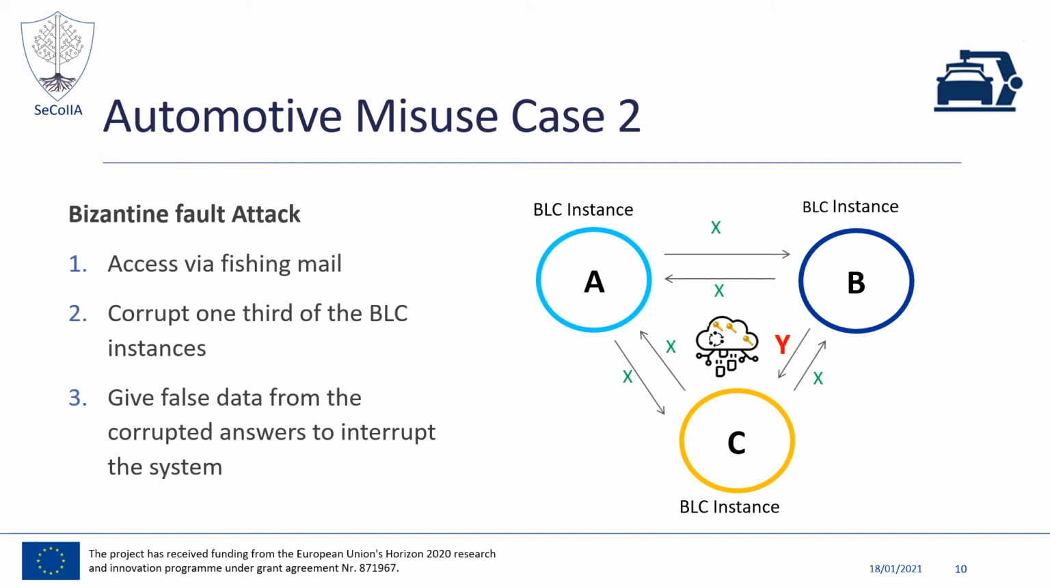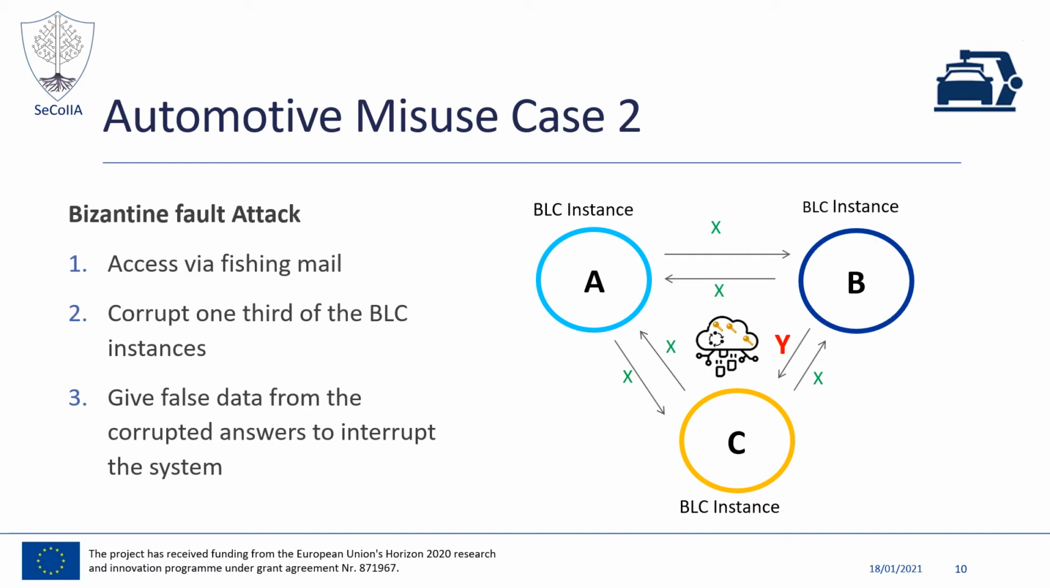The second misuse case of this use case is about a Byzantine fault attack, which is essentially an attack that creates different responses on the whole cloud architecture. So someone gets access via phishing email to the whole environment, and then it corrupts one of the instances within the business cloud. And as you can see on the right hand side, you have 3 instances of the cloud, for instance. So A, B, C start communicating.